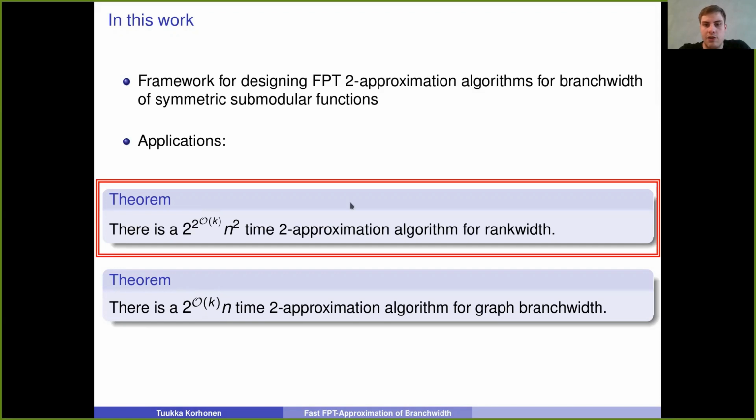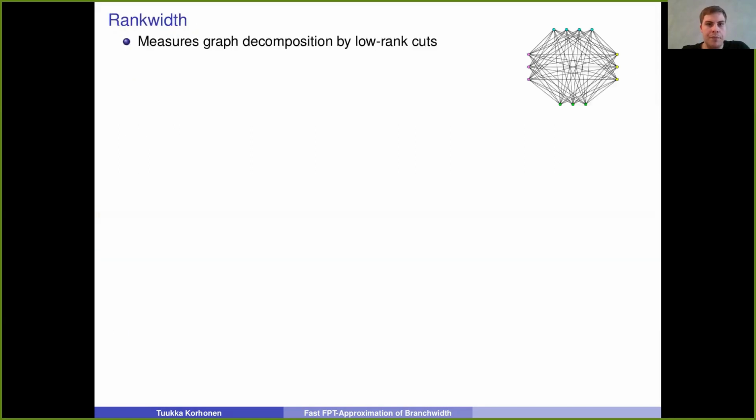This rank width algorithm has some interesting implications, so I will first talk a bit about them. Rank width is a graph parameter that intuitively measures how a graph can be decomposed by cuts of low rank. Here, a low rank cut means that the edges going across the cut can be described by a low rank matrix.